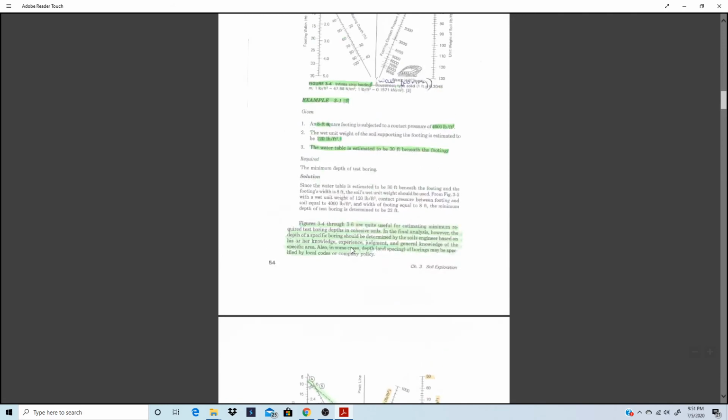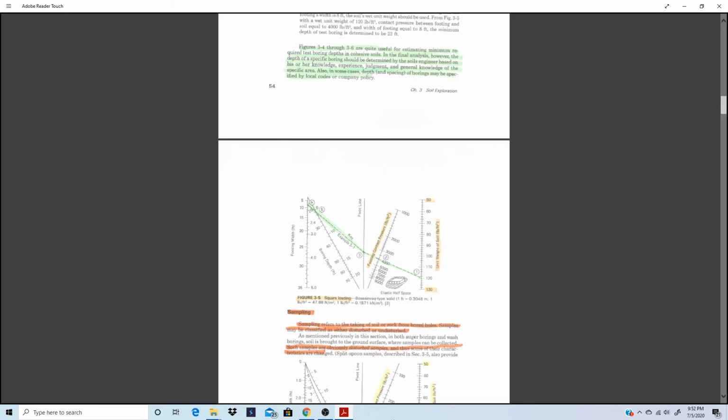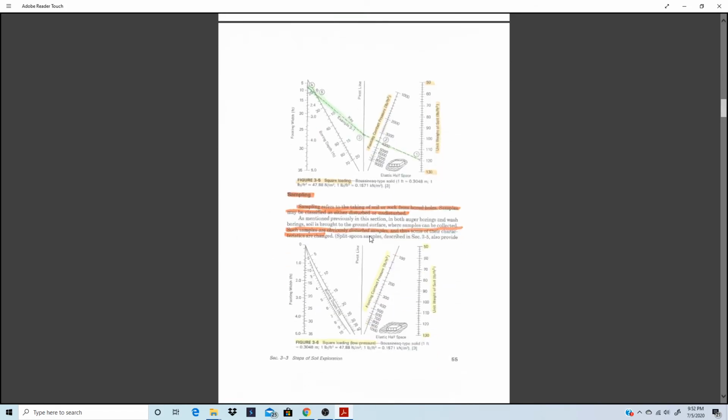These figures are quite useful. We can estimate the minimum required test boring depth in cohesive soil. In the final analysis, however, the depth of the specific boring should be determined by the soil engineer based on his or her knowledge, experience, judgment, and general knowledge of the specific area. Also, in some cases, depth of borings may be specified by a local code or company. But at least this gives you an idea that we would want to dig down to at least 22 feet to do a boring. So they have the three different figures, and of course, you're going to see this again.